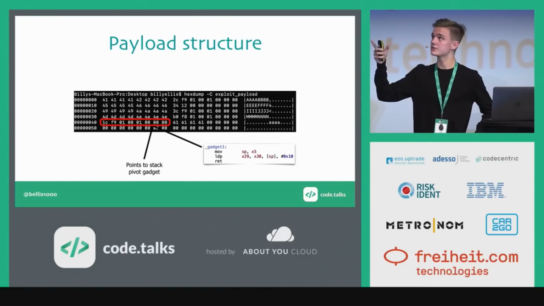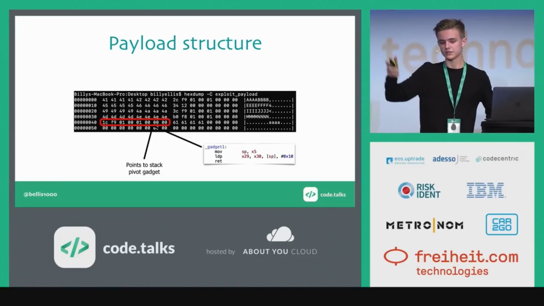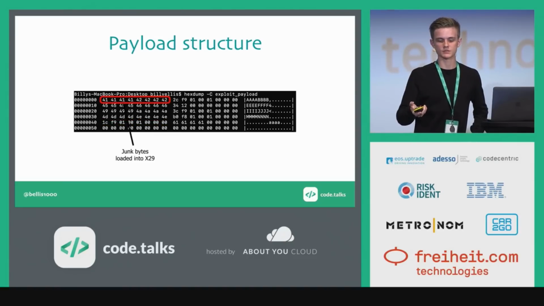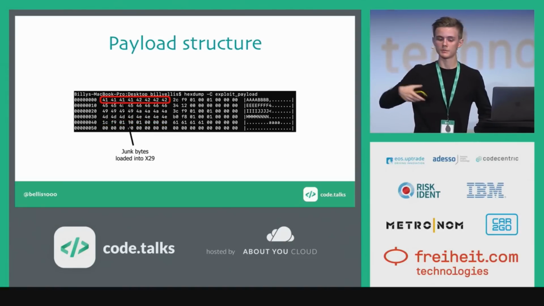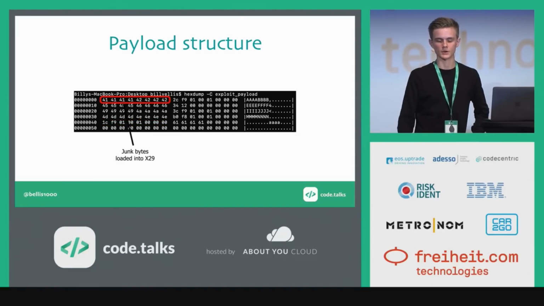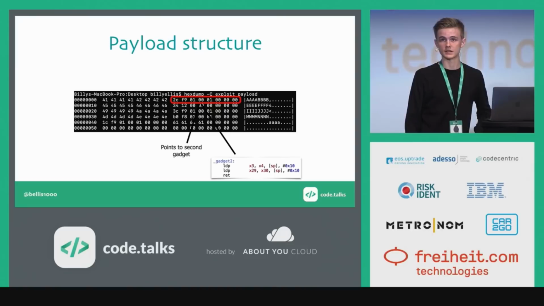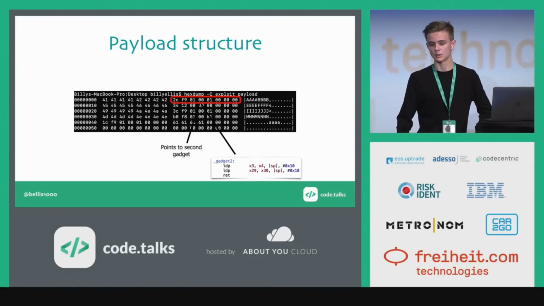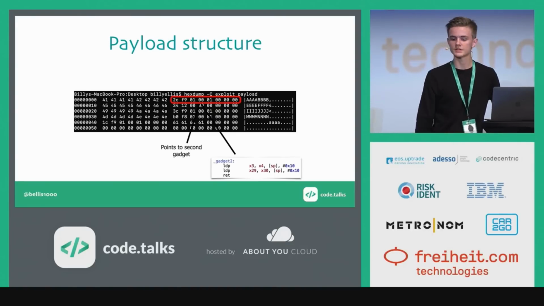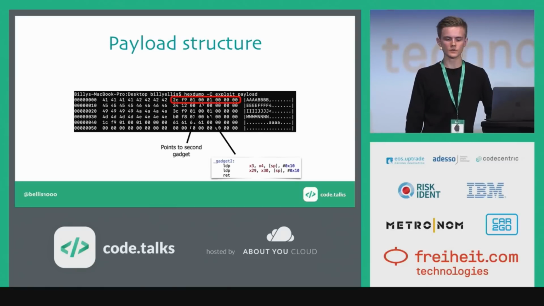After this gadget executes, the top of the stack is now the top of the data in this file. So the next return data will be pulled from this top of the stack. x29 is a register we load as well, but we don't actually need that, so that's just junk. Then the next gadget address is going to go into x30, because that's where we want to jump to next. And this is going to hold the address to gadget 2.